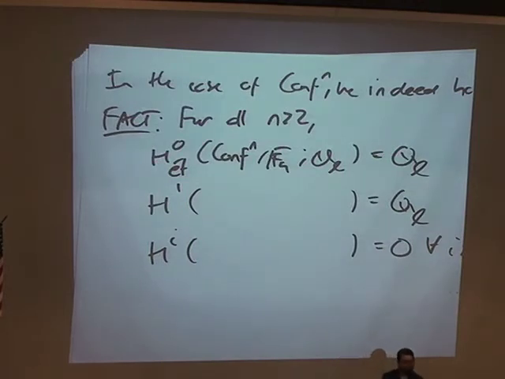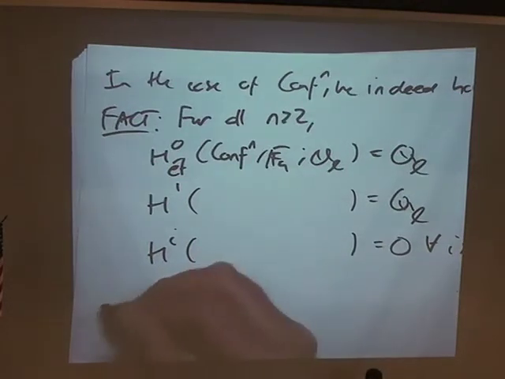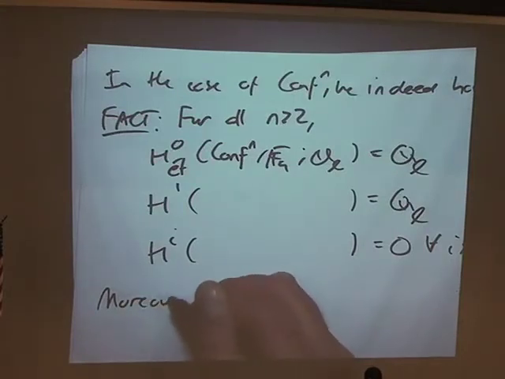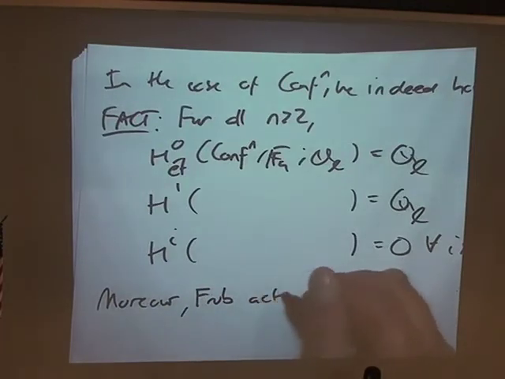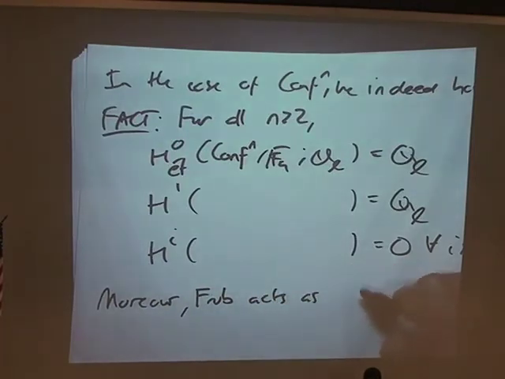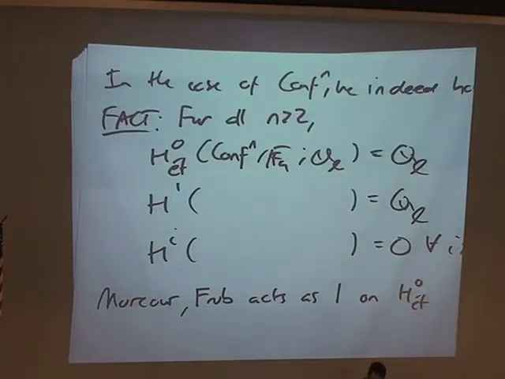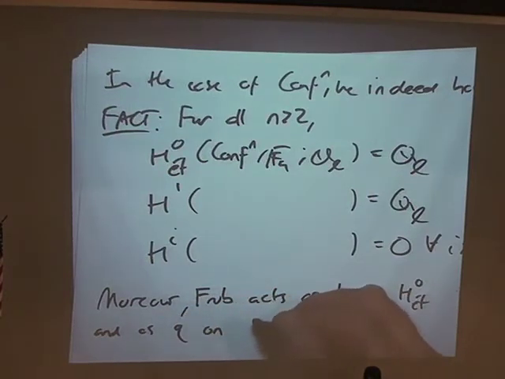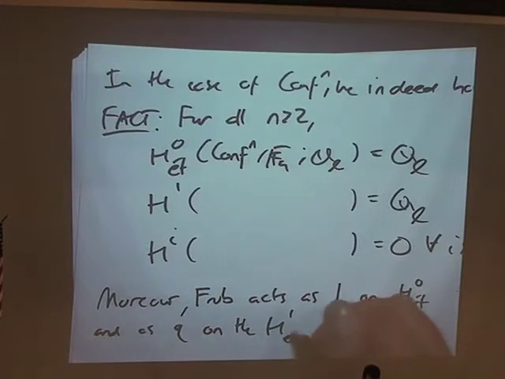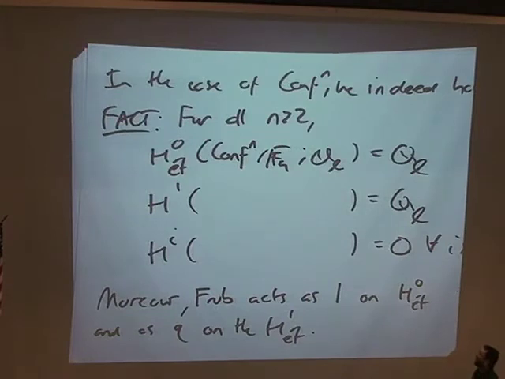But now I got to say one more thing, because when I talk about Frobenius, so moreover, Frob acts as one on the H naught étale and as q on the H1 étale. So on the two non-zero spaces, I can tell you exactly how Frobenius acts.